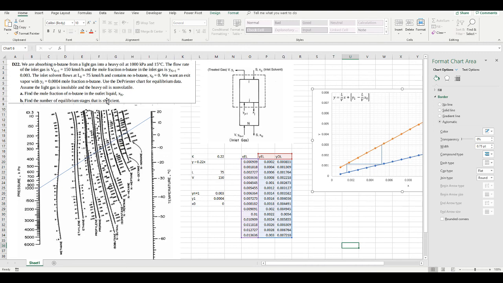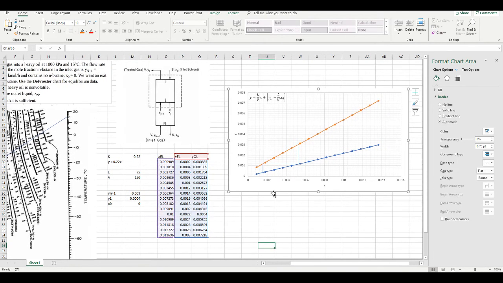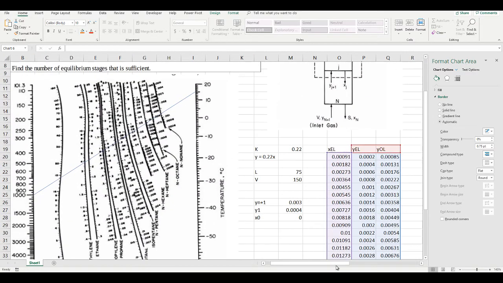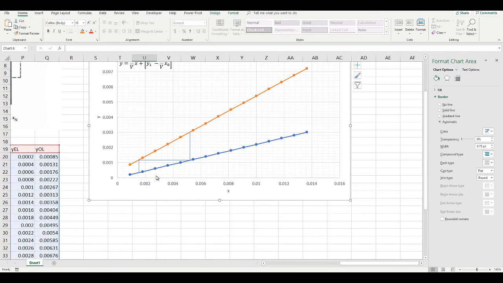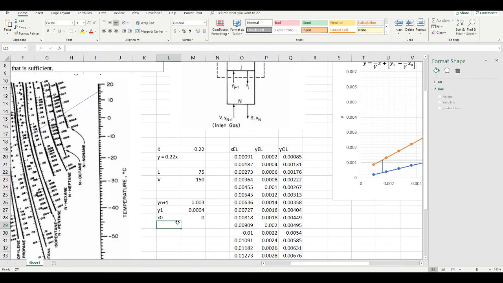And the final mole fraction in the outlet liquid is going to be equal to the x value here, and it is going to be approximately 0.0016. So we can go ahead and write that down. So xN is equal to 0.0016, and that's it.